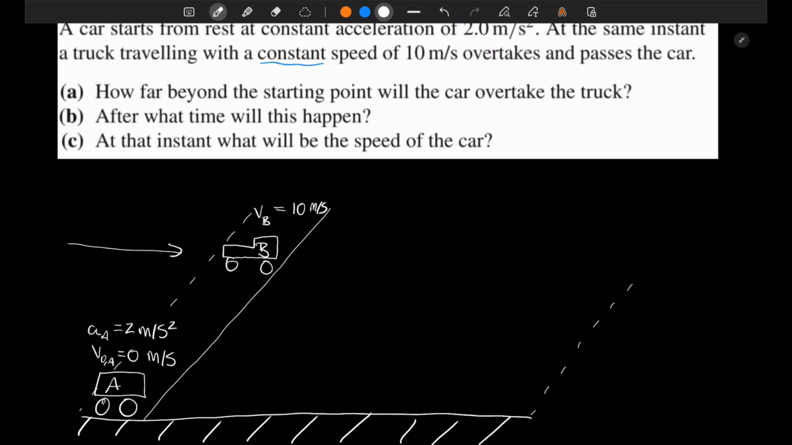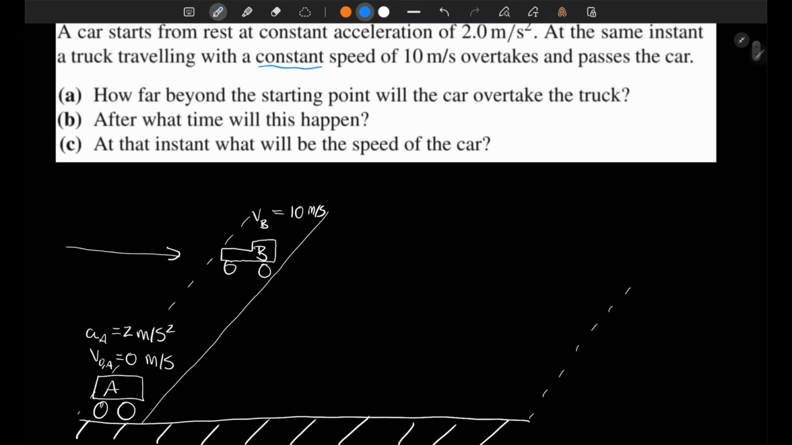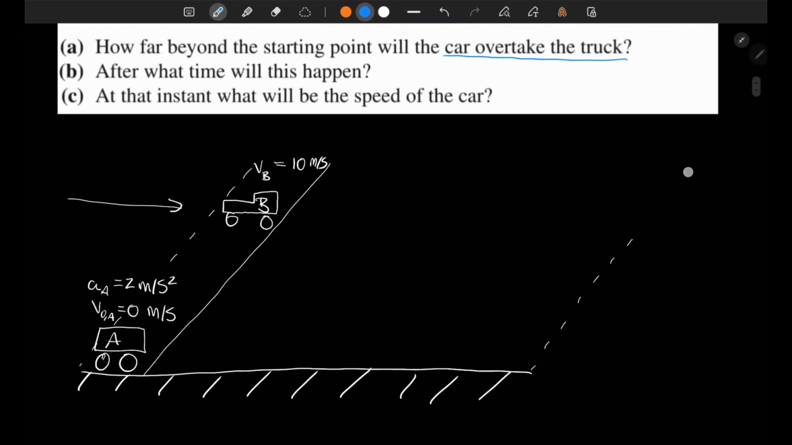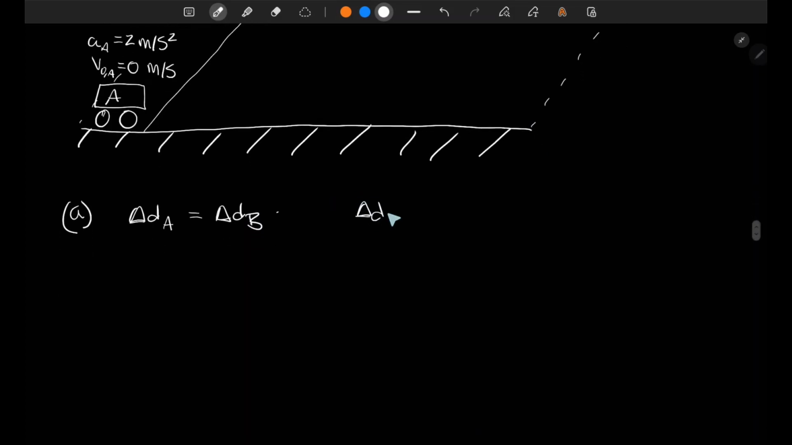So in part A, this question asks us, how far beyond the starting point will the car overtake the truck? Okay, well, to start, when the car finally overtakes the truck, for part A, this occurs when delta D sub A is equal to delta D sub B. And remember that delta D is equal to V naught times T plus 1/2 times A times T squared.